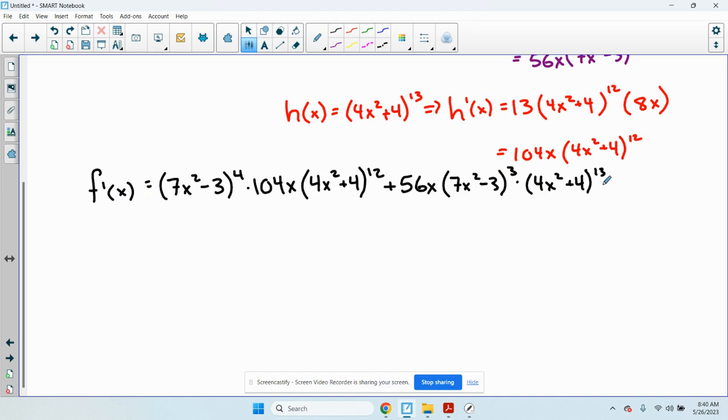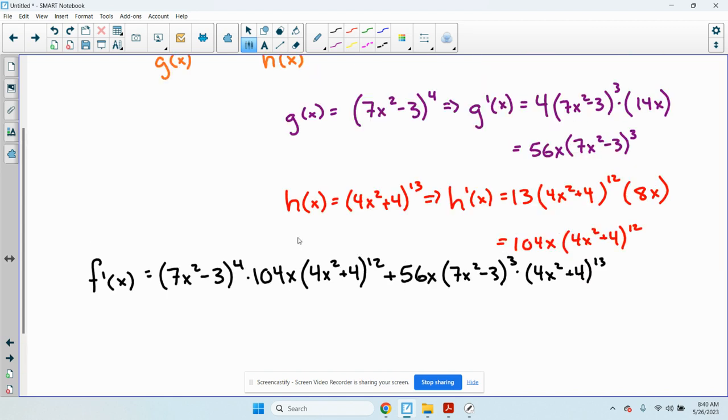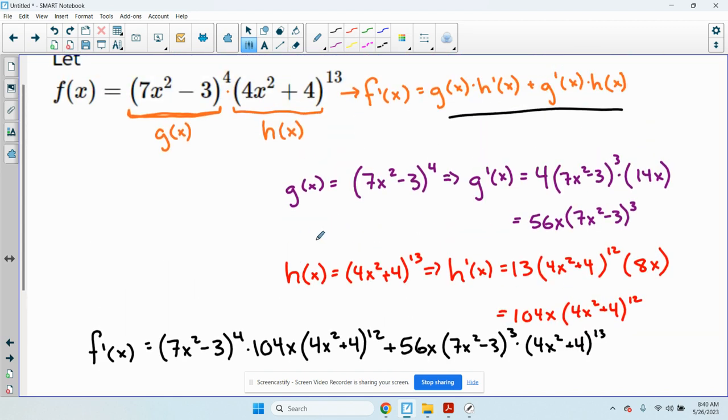Now that hideous thing is the answer. Don't bother making it any cleaner. You're not going to make it any nicer than that. So it looks like we did a ton here, but all we did was just find the derivative of this first thing and the derivative of this second thing, and then wrote out the derivative of f using the product rule.